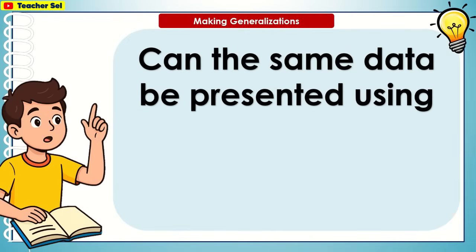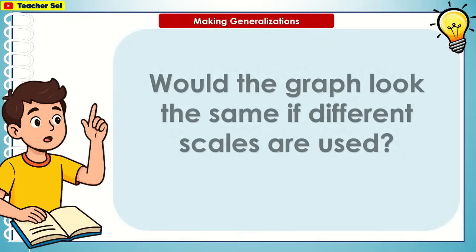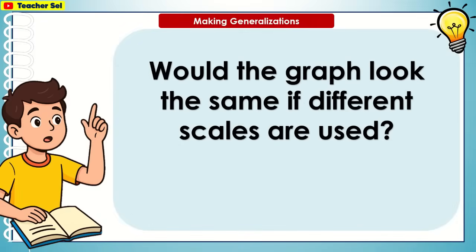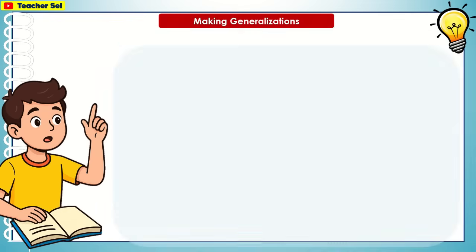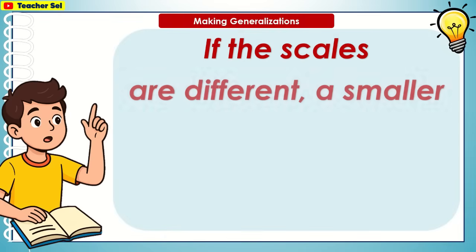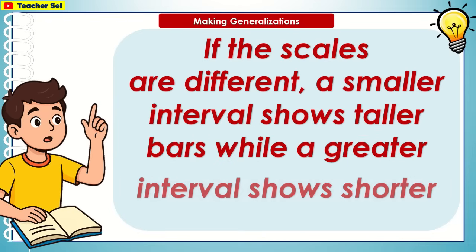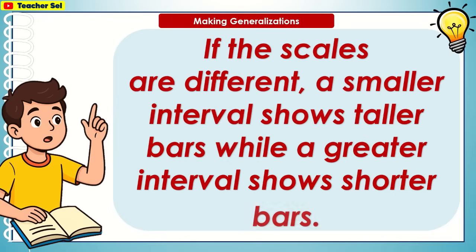Can the same data be presented using different scales? Yes. Would the graph look the same if different scales are used? No. How would the graph look if different scales are used? If the scales are different, a smaller interval shows taller bars, while a greater interval shows shorter bars.